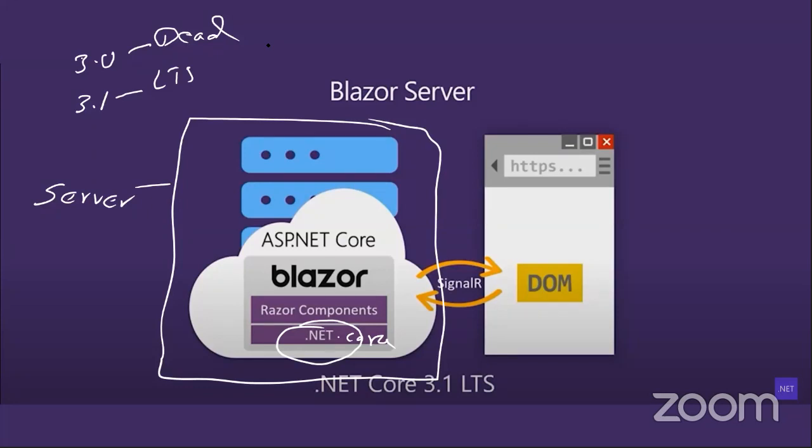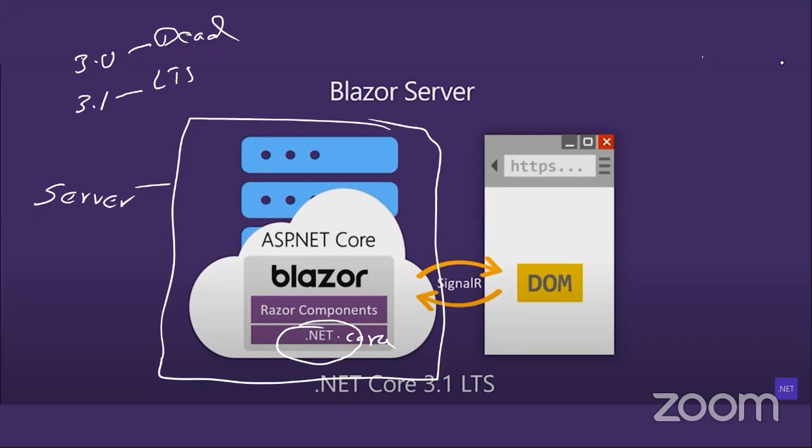Blazor Server apps run the components on the server on top of .NET Core. That means Blazor Server apps can then set up a real-time connection with the browser, typically over a WebSocket using SignalR. What is that? We will discuss that.